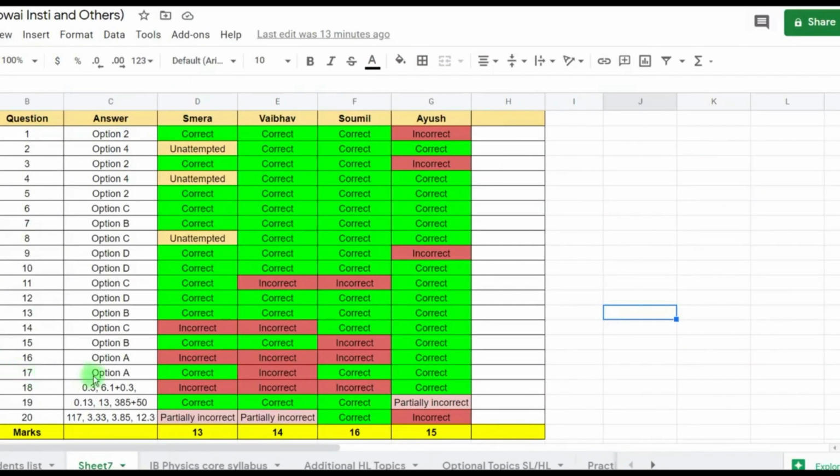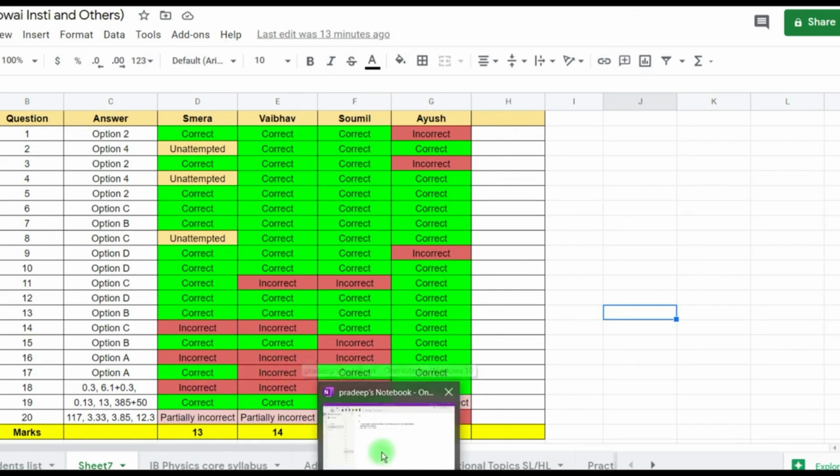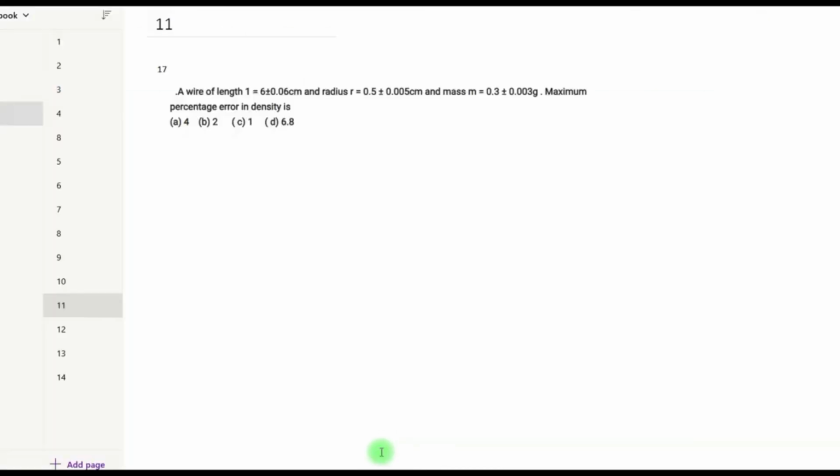Next is question number 17, which all of you but Vaibhav have done correctly. So let's see. Okay, Vaibhav, I guess you might have made an error in the formula, otherwise this is a simple question. So we have to find the maximum percentage error in the density. For that we need the formula.